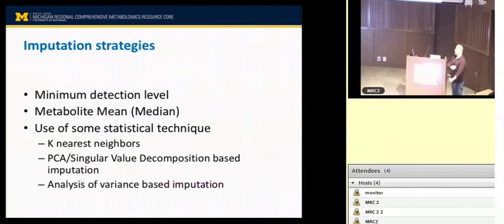Essentially, what this says is, you find the metabolite, or the metabolites, that are most correlated with the one that has missing values. And essentially, you use the values of the neighbors, or an average of the values of k neighbors, to impute that value. So in that case, you are utilizing information about the correlation structure between your metabolites and lipids before you do the imputation.